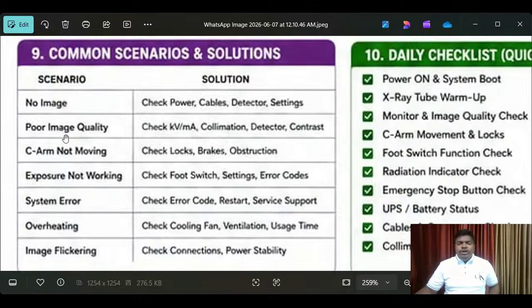Here, see, poor image quality. What happened? Check kV, mA, collimation, and detector contrast, because sometimes high voltages will come, and then it should be increased depending on the parameters. We cannot give the proper specifications for the parameters, because the doctor will decide. Understand, right? C-arm not working, not moving, means check the lock system and brakes for obstruction.